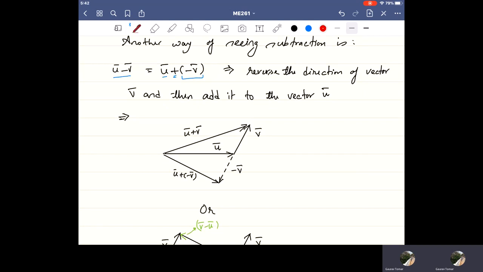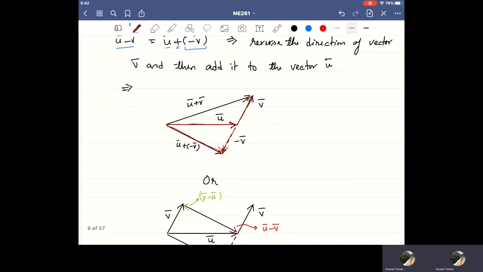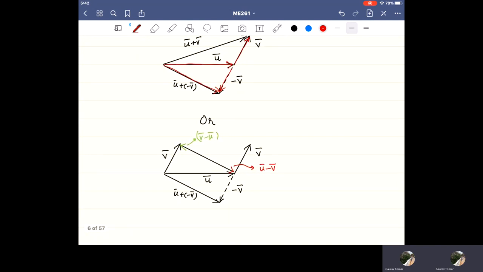So you have the U vector, the V vector, you reverse the V vector in this direction, you get the minus V vector, and then you add to get the U minus V vector. Okay, this is one way of seeing it. What we can also see is that when we were adding, the tail of one vector was touching the head of the previous vector, right? You say this is U, this is V, and then you add to get U plus V. If you want to subtract, you join the tails.